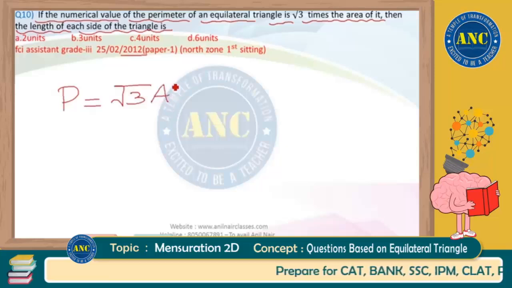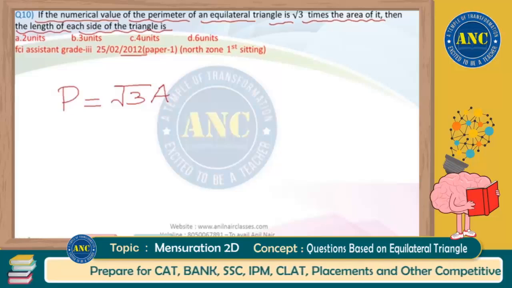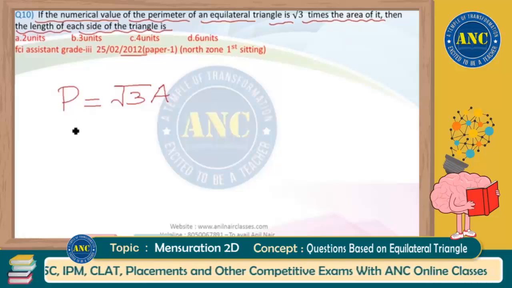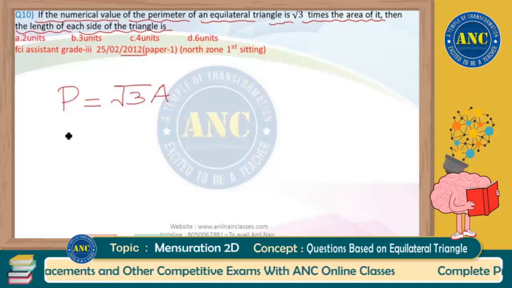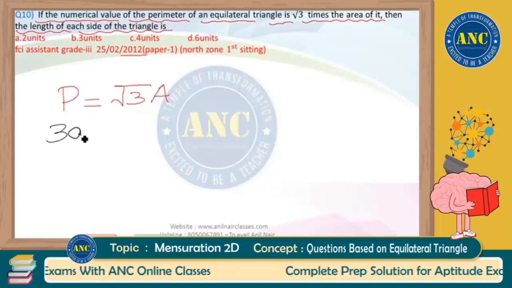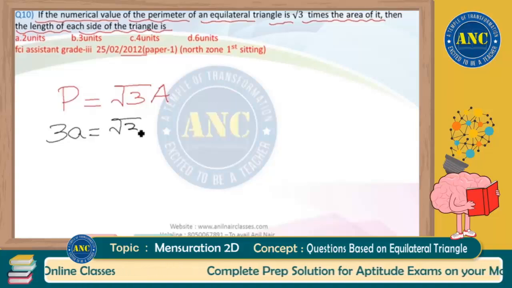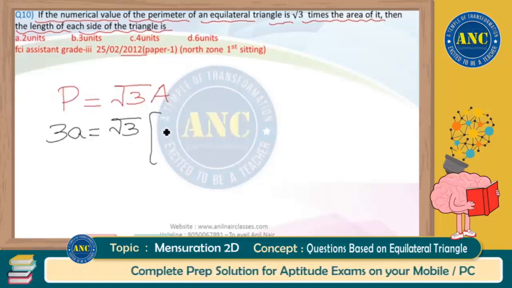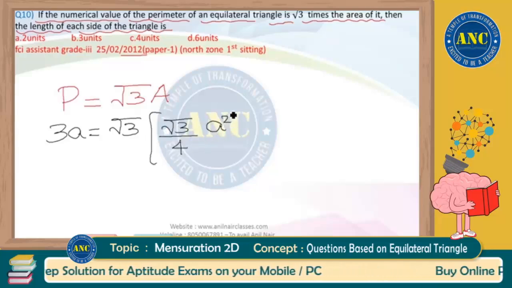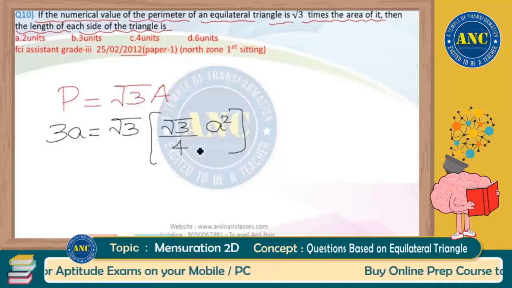The perimeter is root 3 times the area. Find the length of each side is the question. Now see here, sir. Same logic. If I take the side of an equilateral triangle as a small letter a, so perimeter will be 3 times a. This is root 3 into area of an equilateral triangle, which is root 3 by 4 into a square, right?